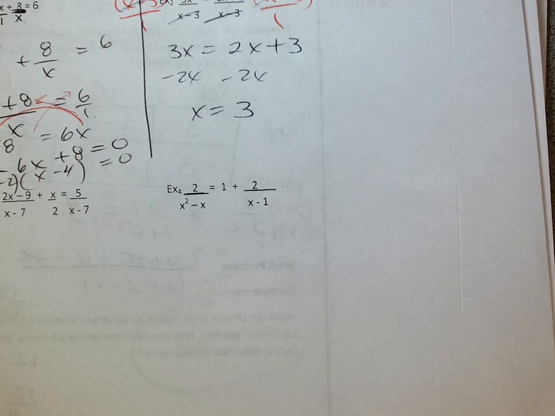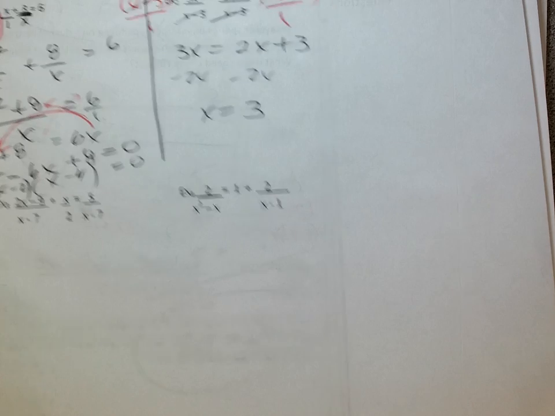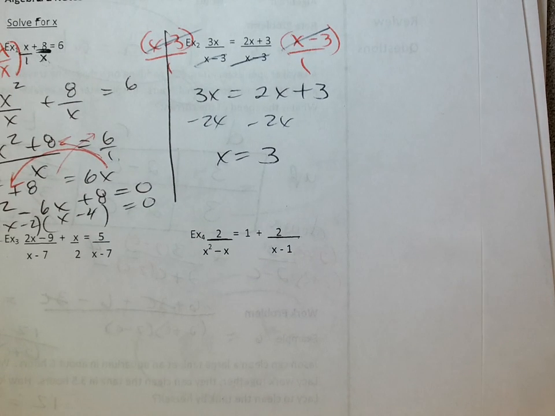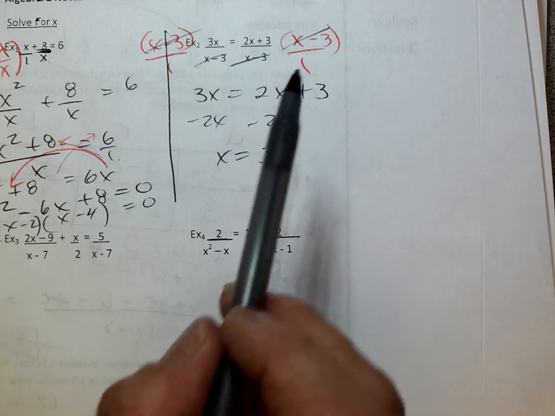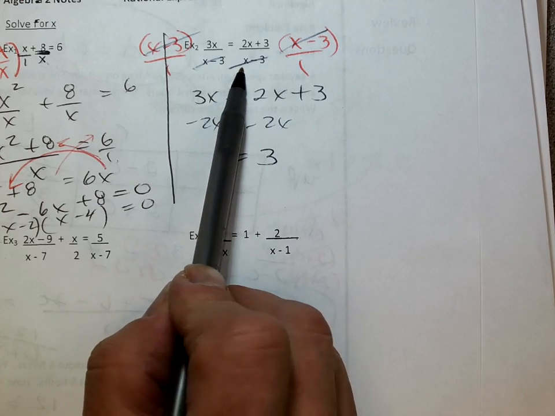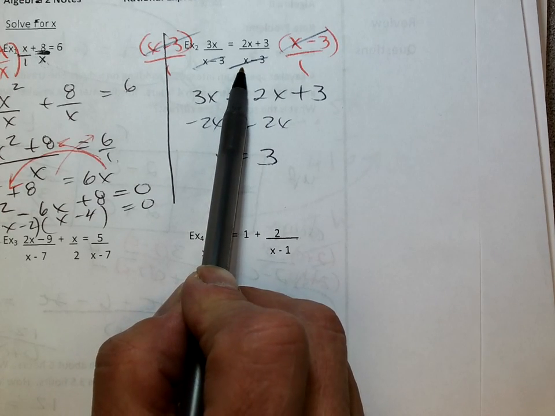You guys agree with that answer? I don't. What's wrong with that answer? Simon, what's wrong? It's a bad answer. That answer is going to make Cookie Monster sad. X minus 3 is on the bottom. If x were 3, Cookie Monster's going to be sad.